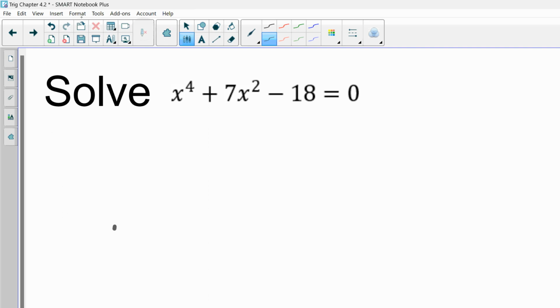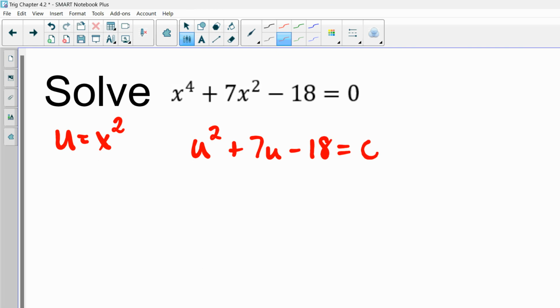Now again, we can do the same thing here, because we can factor this, but I think it's going to be easier to just use substitution. And for most of these here, we'll set u equal to the middle term, something we can use to make these easier to work with. So setting u as x squared, it rewrites this to u squared plus 7u minus 18 is equal to 0.